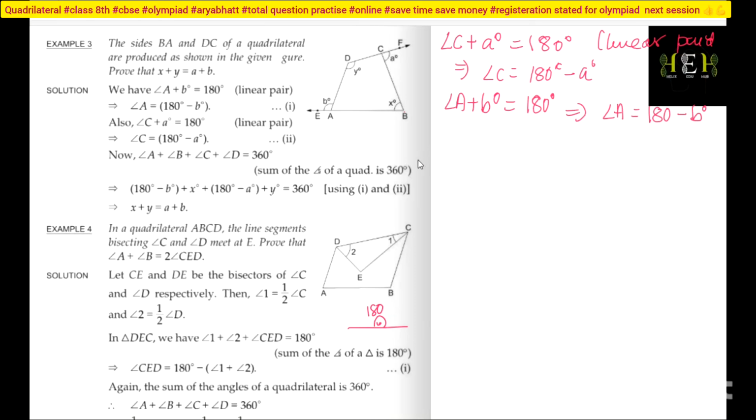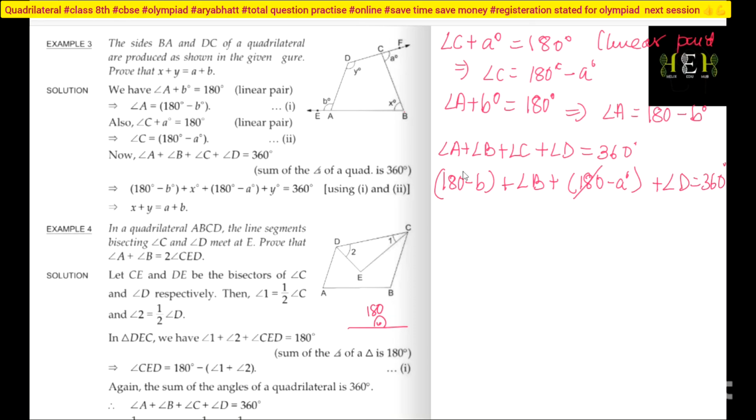Okay, now the sum of all the angles of a quadrilateral is equal to 360 degrees. So I will say angle A plus angle B plus angle C plus angle D is equal to 360 degrees. So I will take this A value, which is nothing but 180 degrees minus B, plus angle B, plus angle C, 180 degrees minus A, and then angle D is equal to 360 degrees. Now tell me, this 180 degrees is cancelled by 360 degrees, right? So I have angle B plus angle D on this side, and these minus A and minus B will go to that side and form A plus B, right?